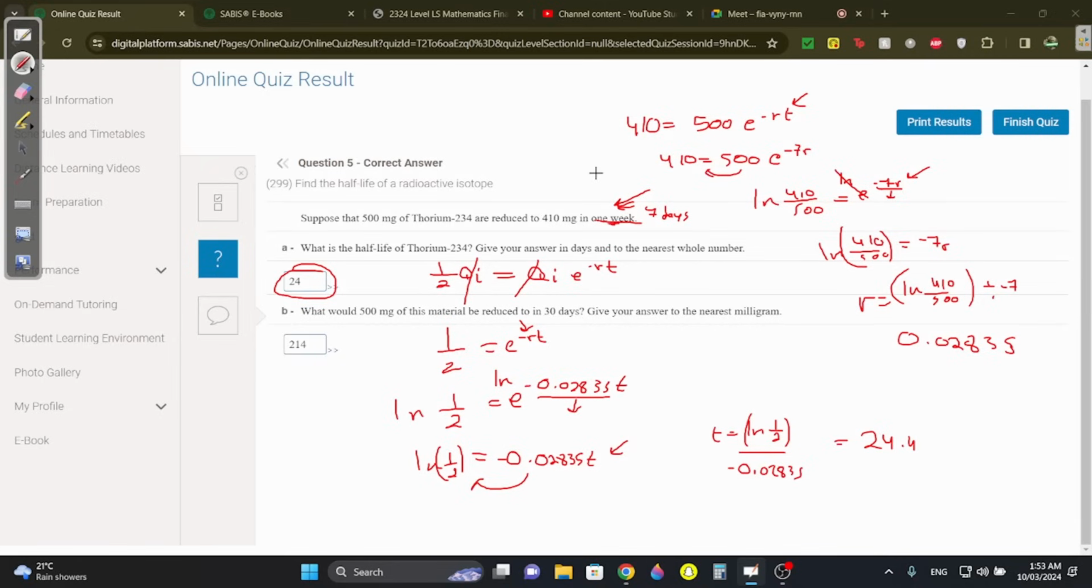Why didn't we apply the rate equals ln half over negative t? Because here they didn't tell us it was a half-life. They only said the mass decreased. So you actually have to use the full formula. Yeah, you have to use the full formula.